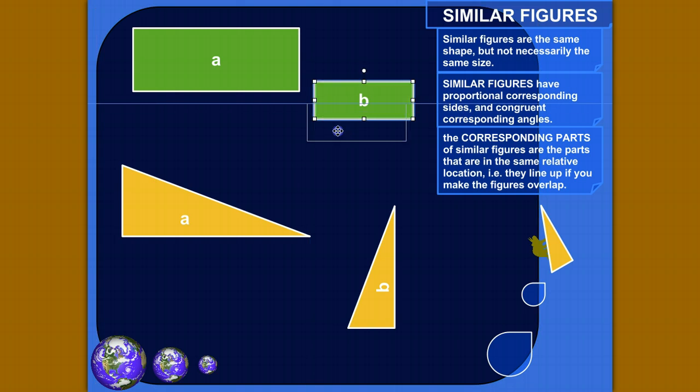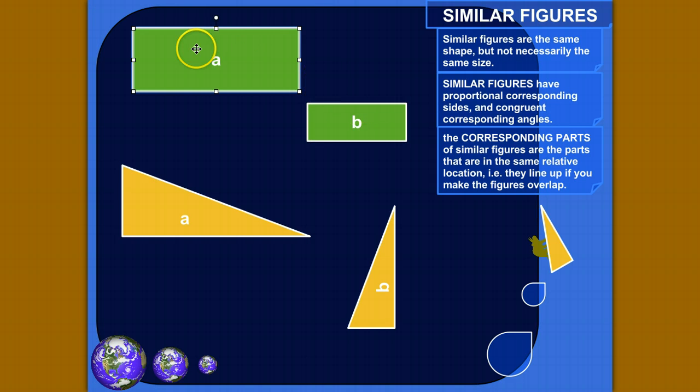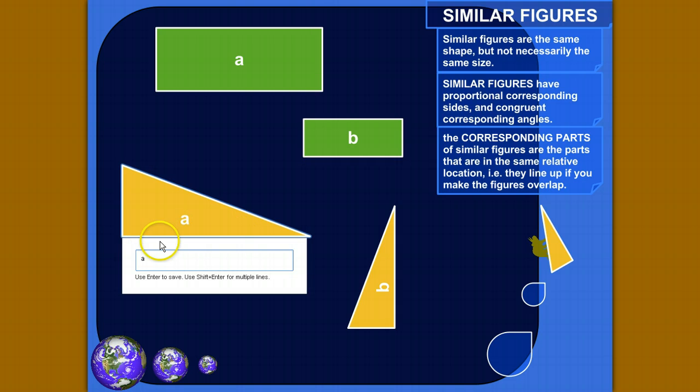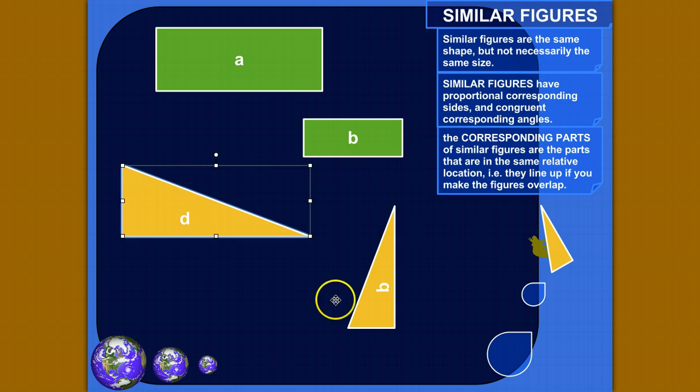So enough with the talking. Let me just show you. I've got a couple of pairs of similar figures here. So let's talk about figure A and figure B, or rectangle A and rectangle B. I should have called these something else. Let's call them D and E. Feeling super creative today. Here we go. A and B. So what are the corresponding parts of A and B?